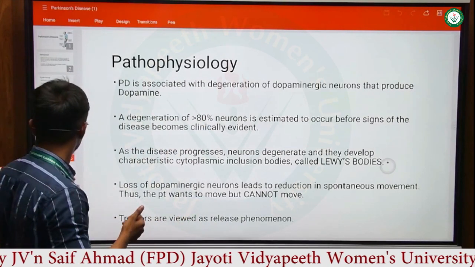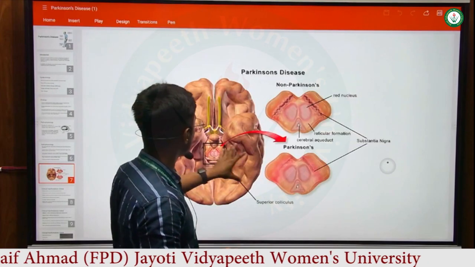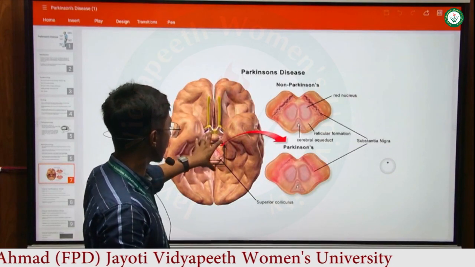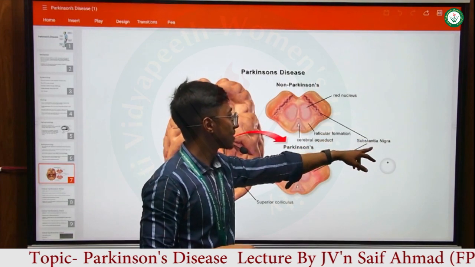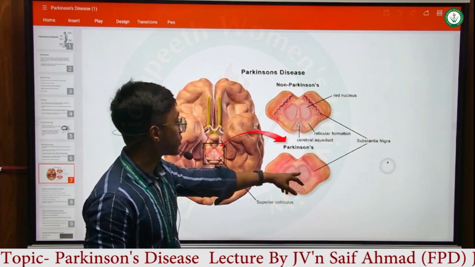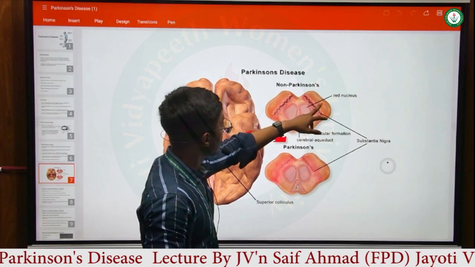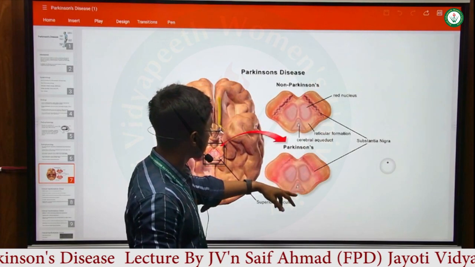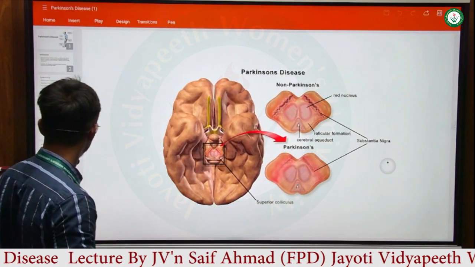Now here we can see a part in the brain, the basal ganglia, and in the basal ganglia there is a nucleus called substantia nigra, which is responsible for dopaminergic production. Here you can see a non-Parkinson red nucleus, and in this one there is Parkinson disease where we can see the formation of Lewy body.